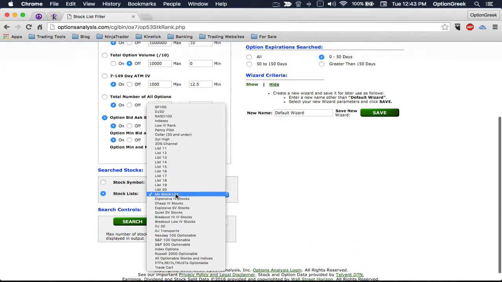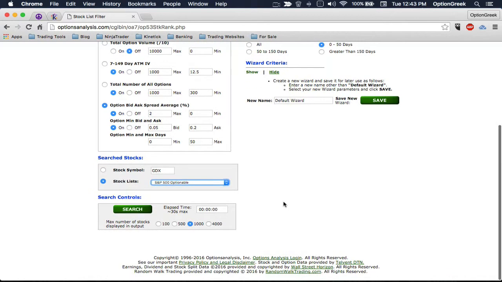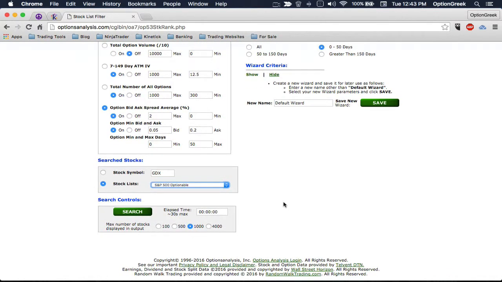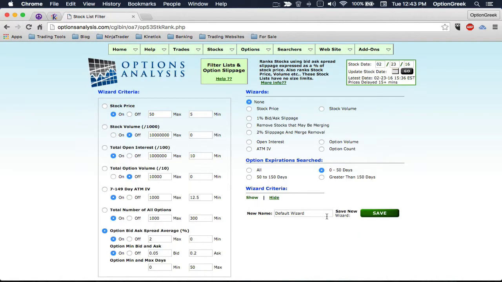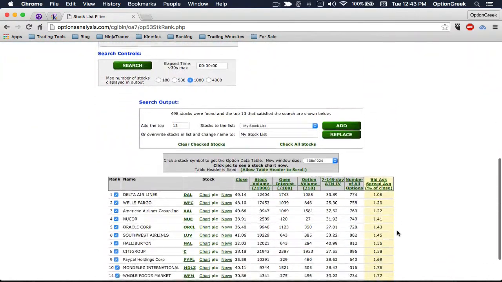The next thing we have to do is pick a list. I'm just going to pick the S&P 500. That's 500 optionable stocks that trade in volume and are very active. We'll hit search, and what should come up here is a filtered list on the bottom.